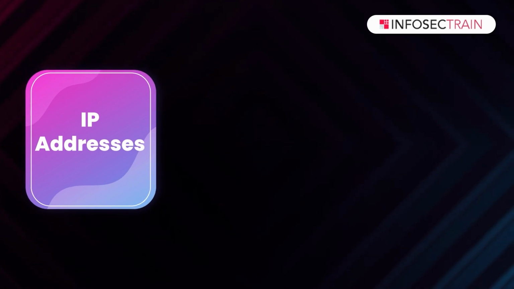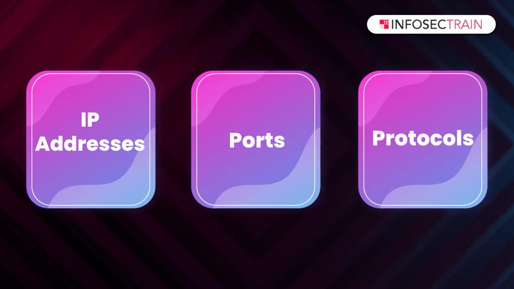VPC also allows customers to control access to their resources by using security groups and network access control lists. Security groups act as a virtual firewall that controls inbound and outbound traffic to resources within the VPC. Network ACLs control traffic to and from a subnet. Customers can use these features to restrict access to their resources based on IP address, port and protocol. This provides an additional layer of security to the resources launched within the VPC.